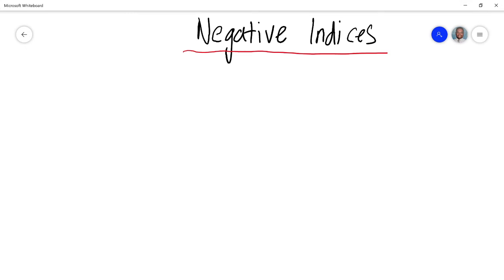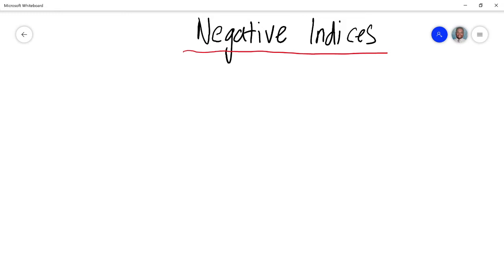Hi guys, in this episode of the series, we're going to be talking about index laws, but to be more specific, negative indices. One aspect that we need to understand with index laws is when we not only deal with positive numbers or positive indices, but we also deal with negative indices.